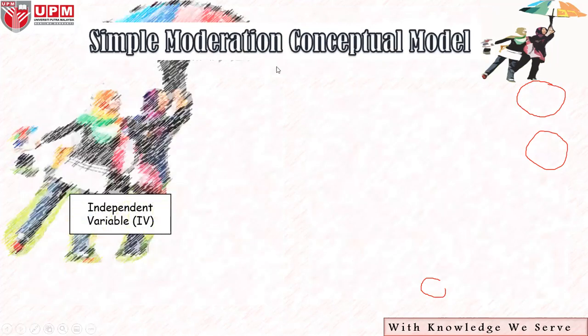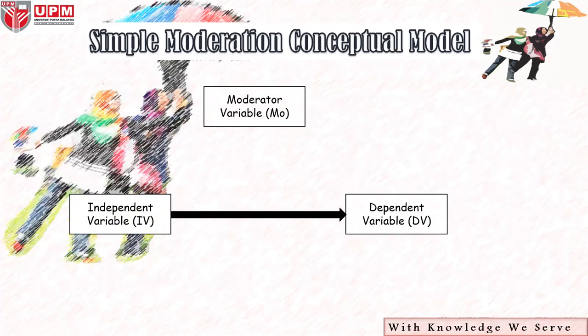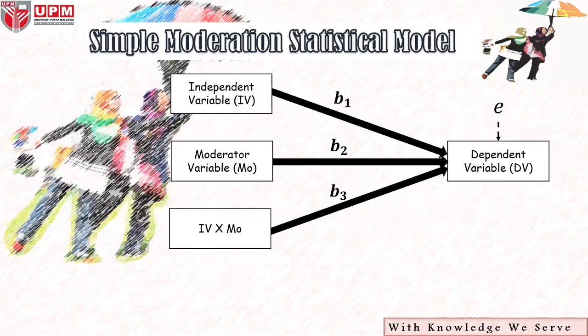Okay, so next one, simple moderation conceptual model. So ini kena tengok betul-betul sebab dia punya conceptual model dengan statistical model a little bit different. So this is the simple moderation conceptual model. We have our IV, our DV, and then the moderator intervenes at the middle arrow between IV and the DV.